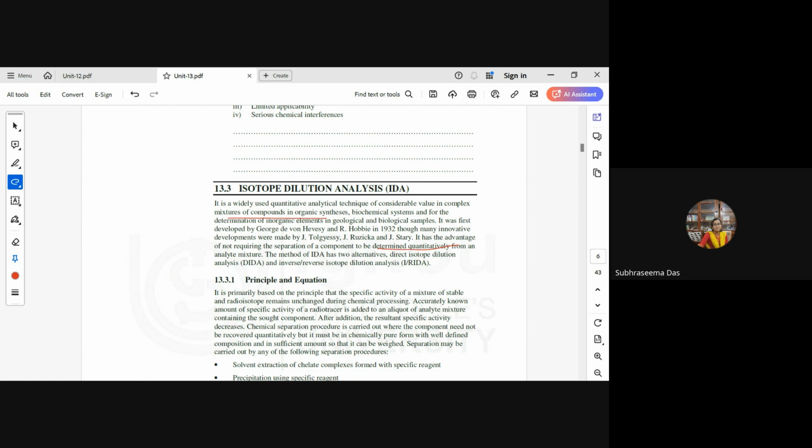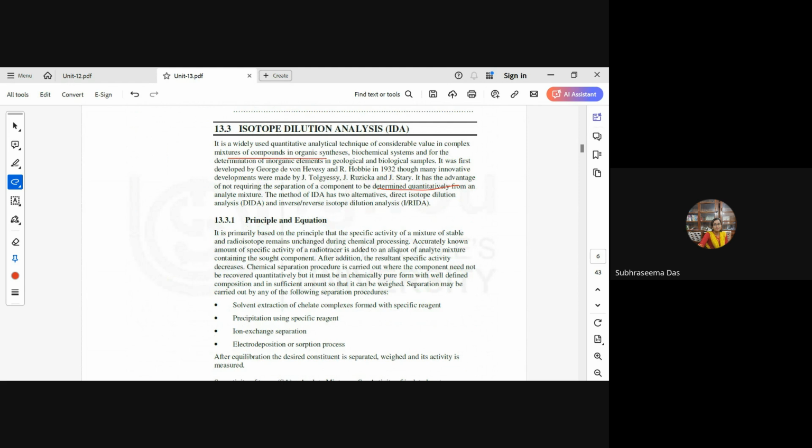The method of IDA has two alternatives. One is direct isotopic dilution analysis, called DIDA, and the other is inverse or reverse isotopic dilution analysis, that is RIDA. The working principle of IDA is primarily based on the specific activity of a mixture of stable and radioisotope, which remains unchanged during chemical processing. If we accurately know the specific activity of the radiotracer added to the mixture, we can find out what happens to the resultant specific activity of the total analyte after the addition.